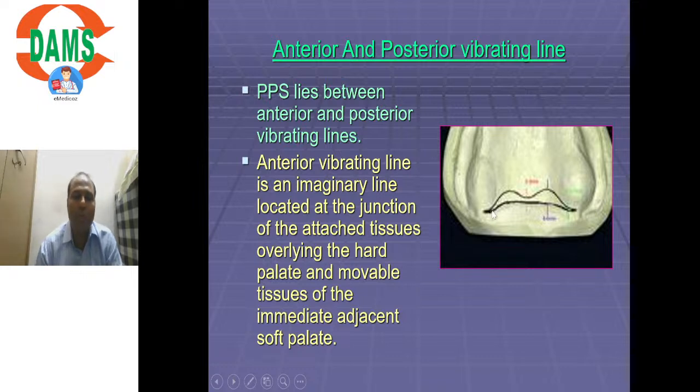Why is it cupid bow shape? Because it follows the contour of the posterior nasal spine. So whenever it moves, it follows the contour of the posterior nasal spine. Okay, got it? And the posterior vibrating line, if you can see, I'm moving my cursor on it, is relatively flat in contour.